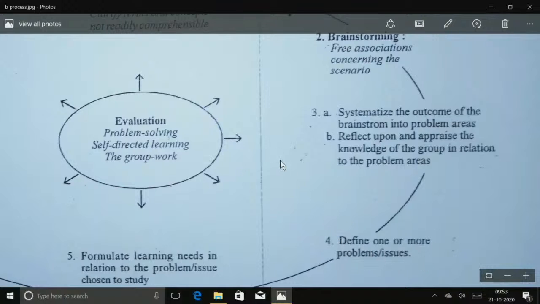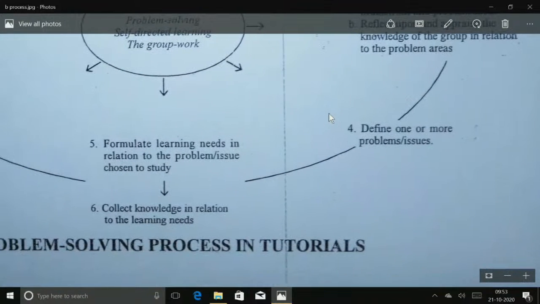So first step was scenario, second was brainstorming, then systematize the outcome, and then lastly you will have to find out the problem issues. Once you find out the problem issues, you will have to know what you need to know about that particular scenario and collect the knowledge from wherever the resources are available and apply that particular newly acquired knowledge to the given scenario.